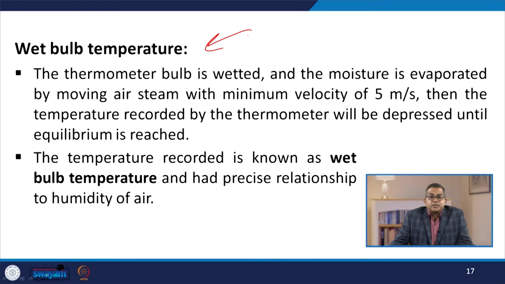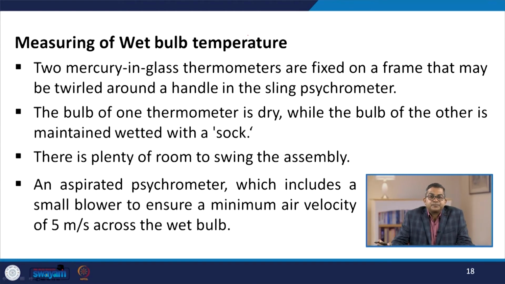The thermometer bulb is wetted and the moisture is evaporated by a moving air stream with a minimum velocity of, say, 5 meters per second. Then the temperature recorded by the thermometer will be depressed until equilibrium is reached. Whatever temperature is recorded is known as the wet bulb temperature, and it has a precise relationship to the humidity of air. Now, the question arises: how do we measure this wet bulb temperature?